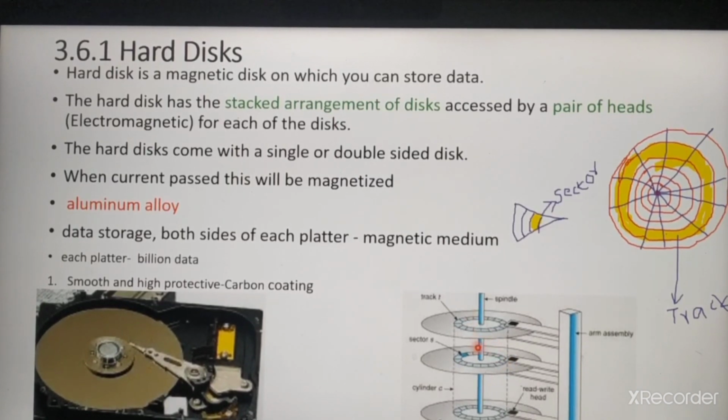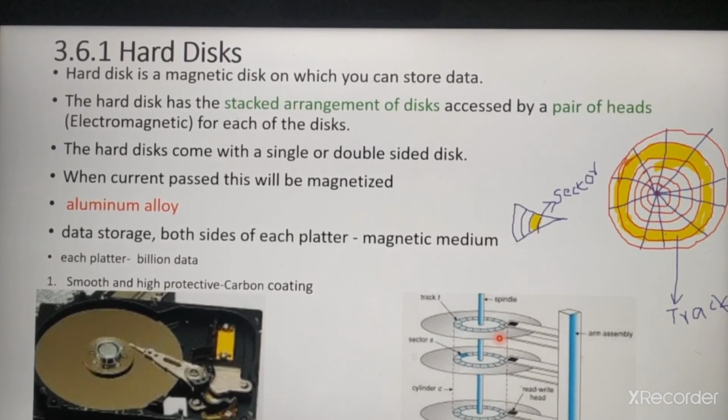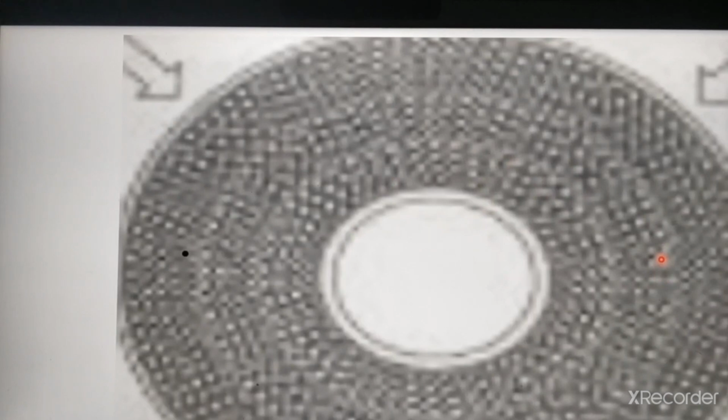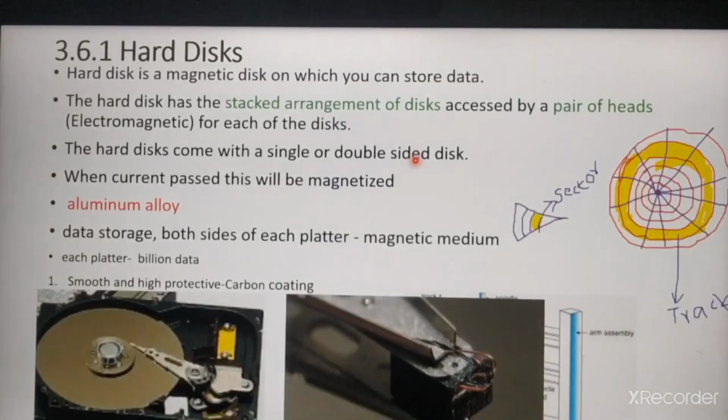Here this disk is manufactured with aluminium alloy. Above the aluminium alloy, it is coated with a magnetic medium. In this magnetic medium, we have billions of magnetic dots. Each dot is considered a single bit, which is 0 or 1, binary bits only. In each disk, we can store billions of bits of data.